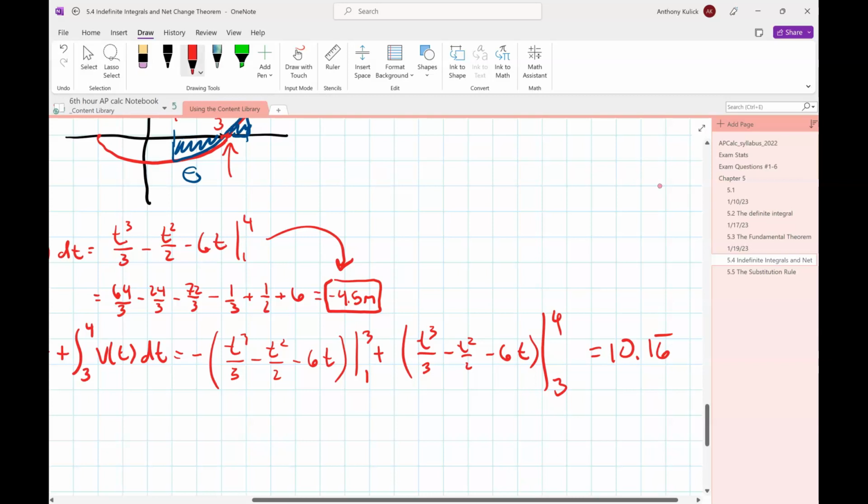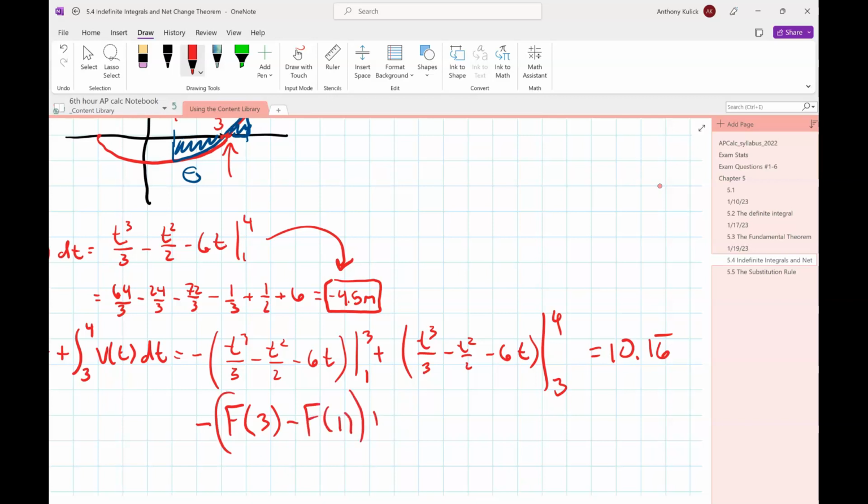But notice what's really happening here. If I call the antiderivative cap F, what do we really end up with? So if you're doing this by hand, that saves you plugging 3 in twice, making that observation.